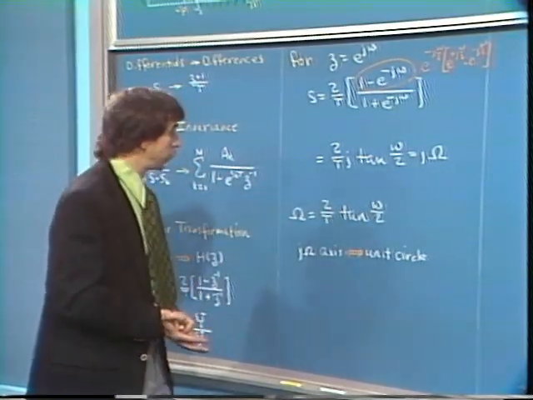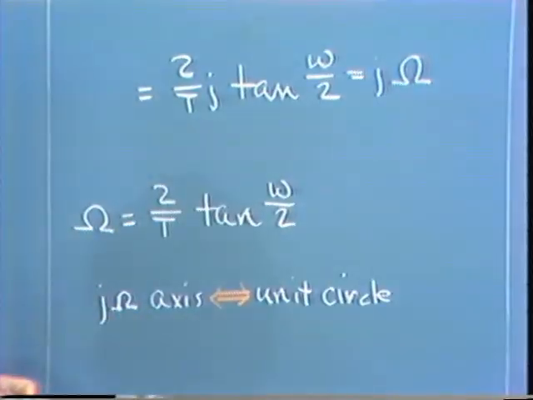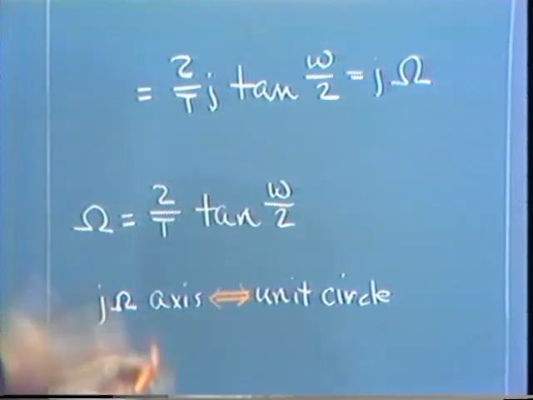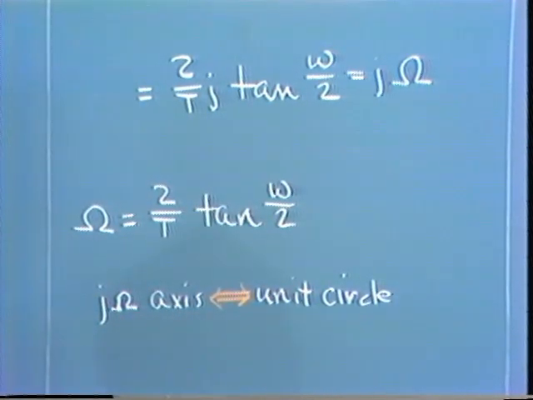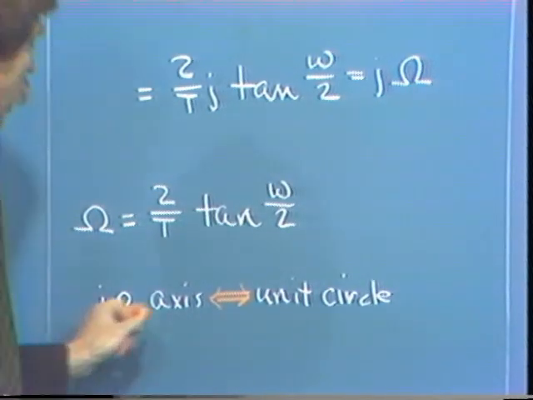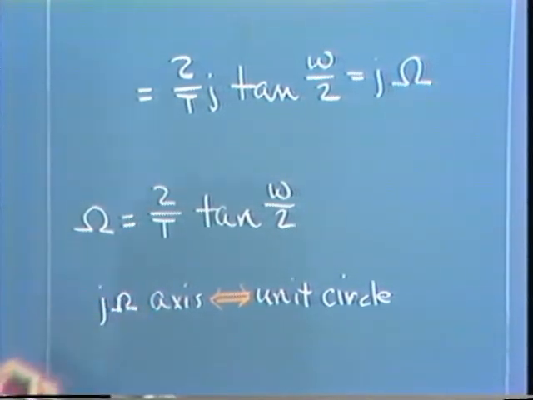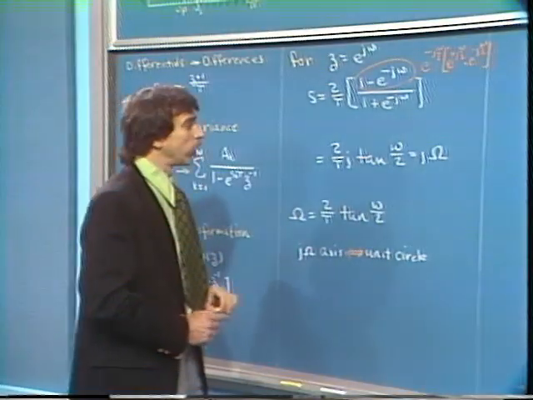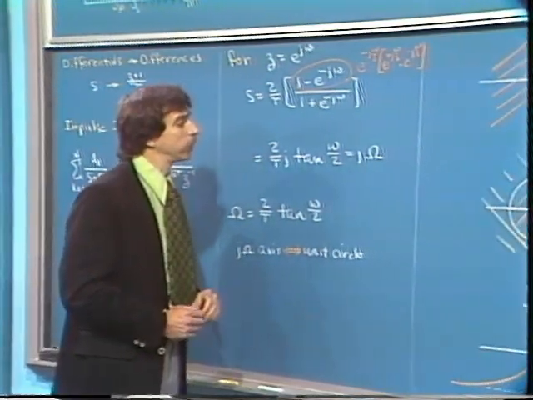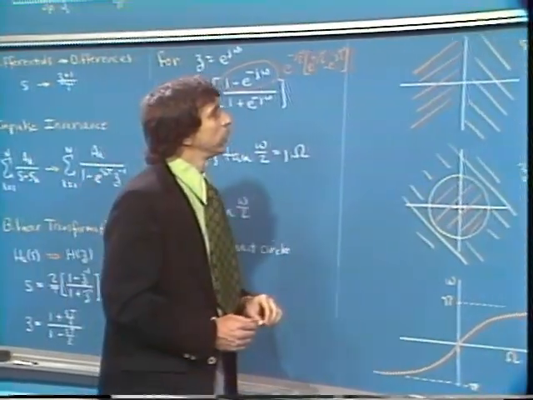Well, that says that indeed the j omega axis gets mapped to the unit circle and vice versa. And in fact, the entire j omega axis gets mapped exactly once around the unit circle. Well, let's look at the mapping in a little more detail.